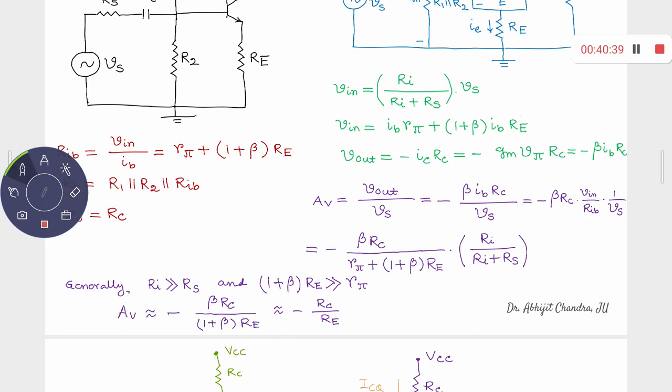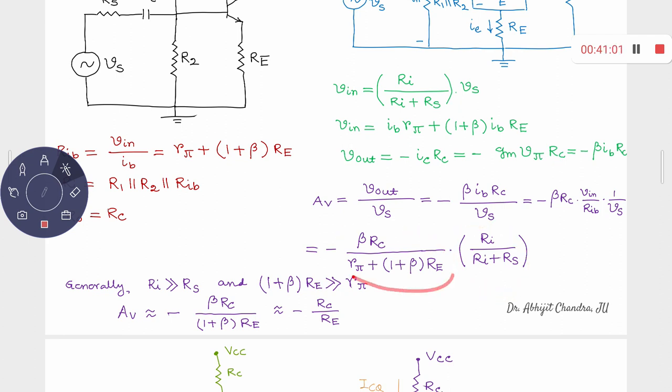Typically this RI is much, much larger as compared to RS, because as I have already told you, RS is in the range of a few tens of ohms and RI is in the range of kilo-ohms. So therefore this factor is almost close to unity, RI upon RI plus RS.